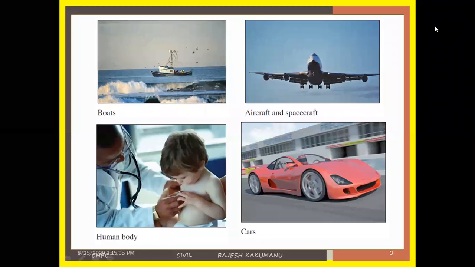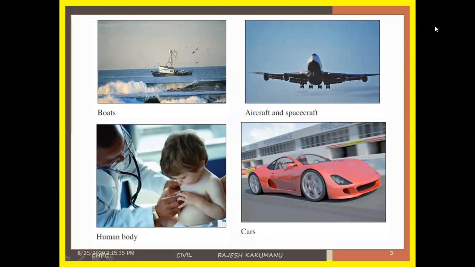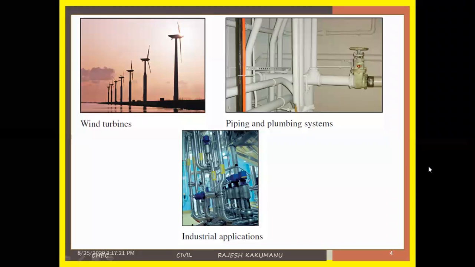Next, cars and automobiles. In cars and automobiles, obviously we have engine oil, petrol and diesel. Here also we can see how the fluids or gases are moving, taking different paths and giving the output to the automobiles. Like this we have other applications like wind turbines.